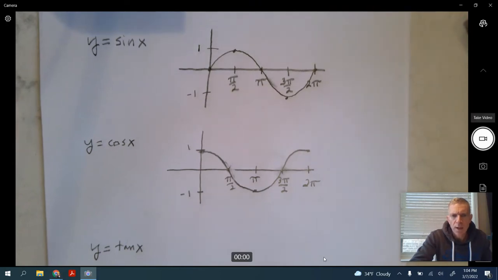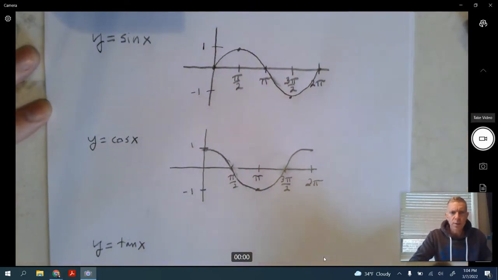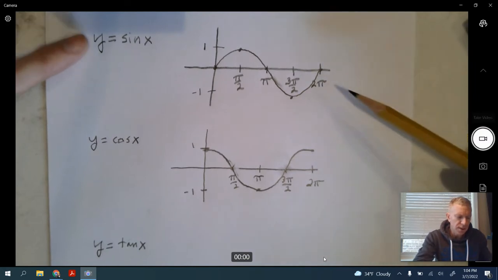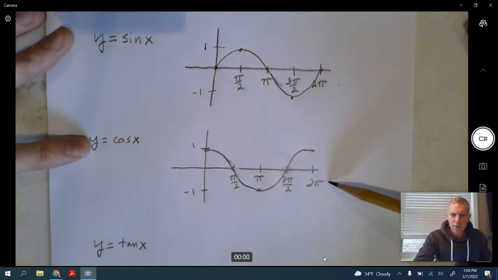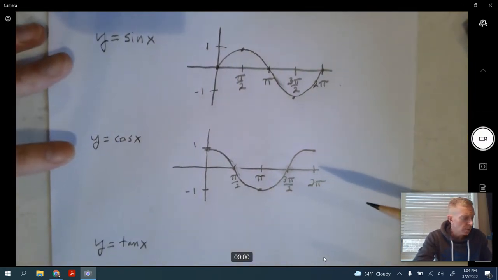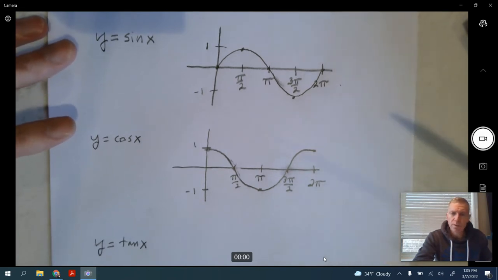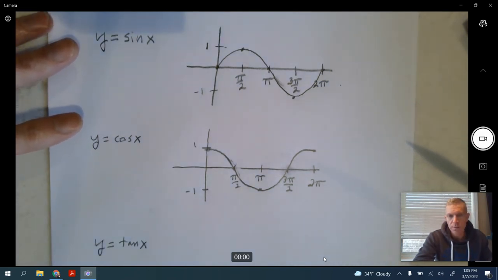Good morning. Picking up where we left off last week, we graphed sine functions and cosine functions. And today, in this video, I want to talk about the tangent function, and also page 384 in your packet. We'll go through a bunch of examples.